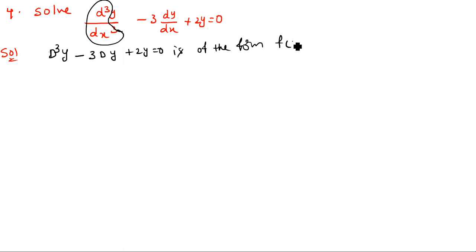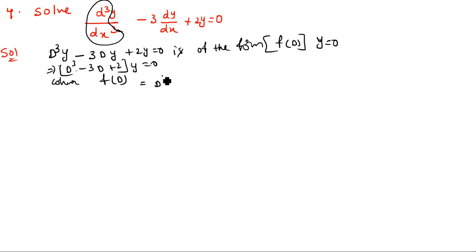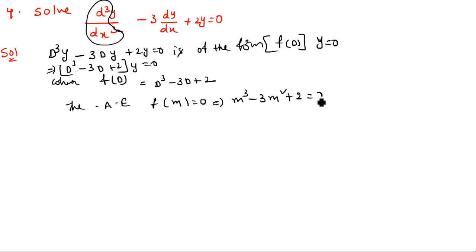which is of the form f of D into y equals to 0, where f of D equals D cube minus 3D plus 2. The auxiliary equation is f of m equals to 0. That implies m cube minus 3m plus 2 equals to 0.